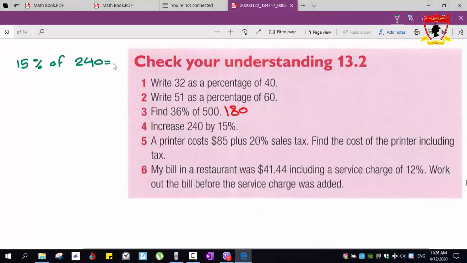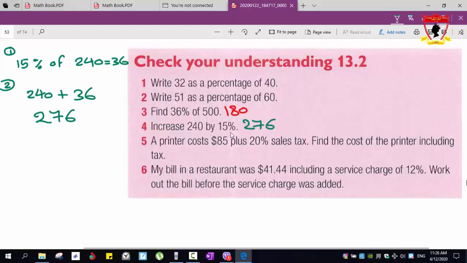Then this is equal to 36. This is step 1. Step 2, we're going to add 240 because it's an increase. We add 240 with the 36. That gives 276. This is the final answer.